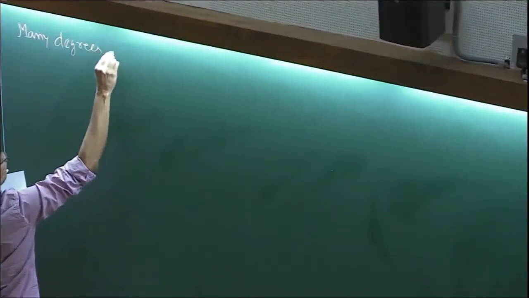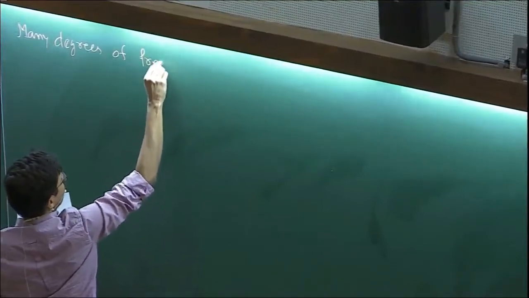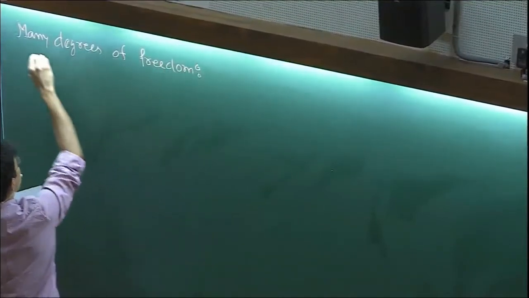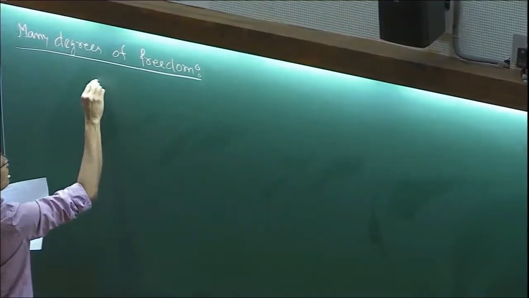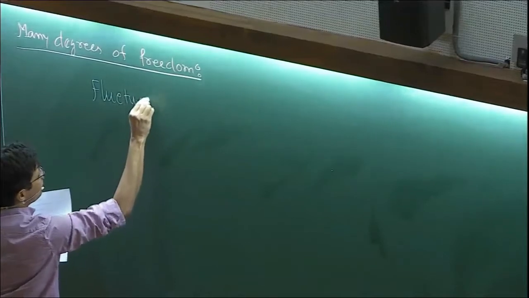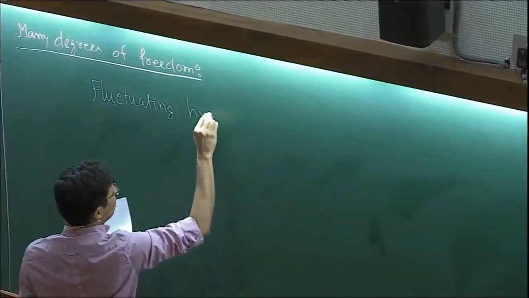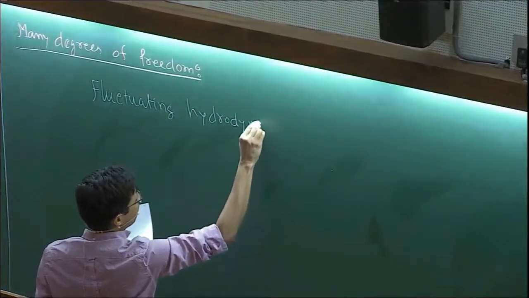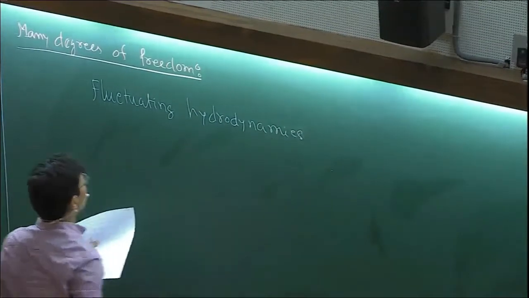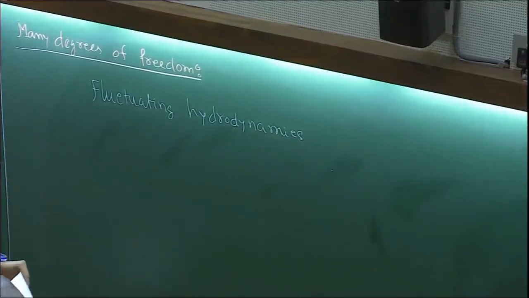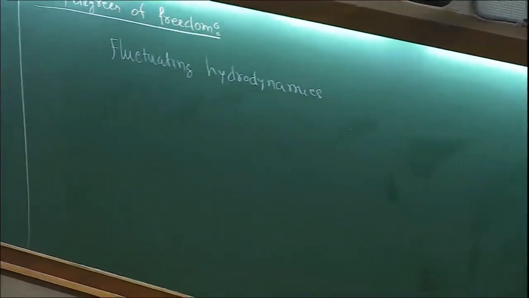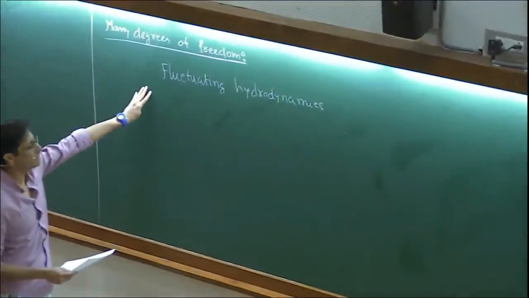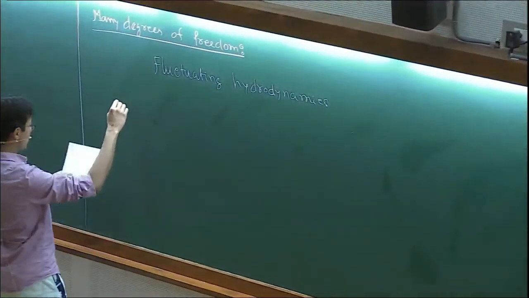Systems with many degrees of freedom. There is a coarse grain description, which we'll call fluctuating hydrodynamics. So for a diffusive system, if I'm looking at a system of many particles, and I want to look at the evolution of the coarse-grained density profile, then this fluctuating hydrodynamics is written in terms of this stochastic differential equation.